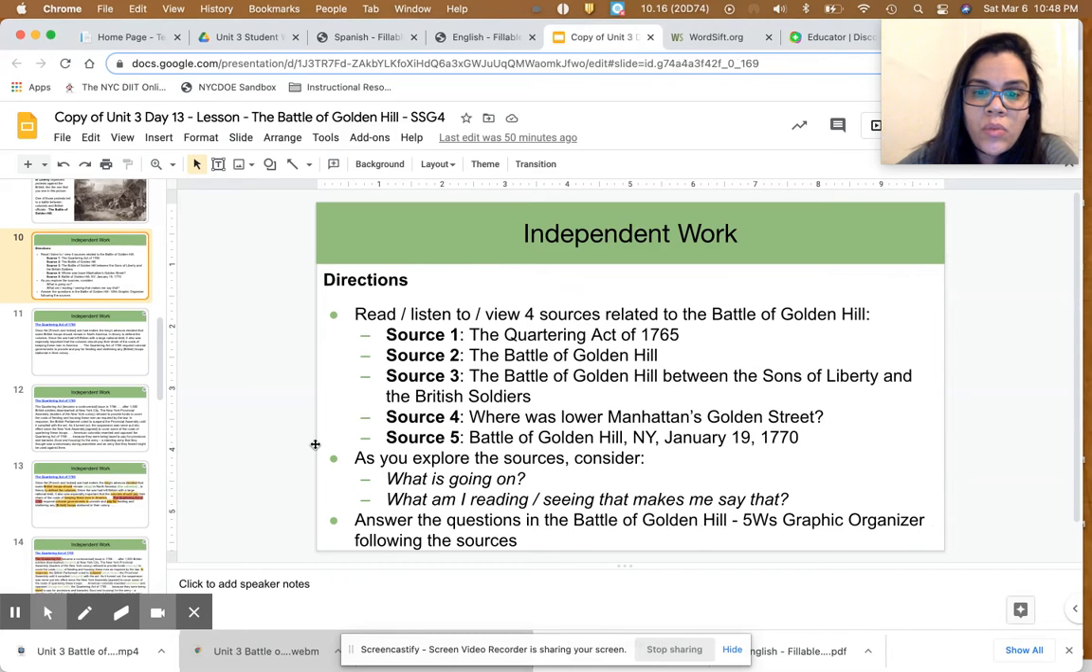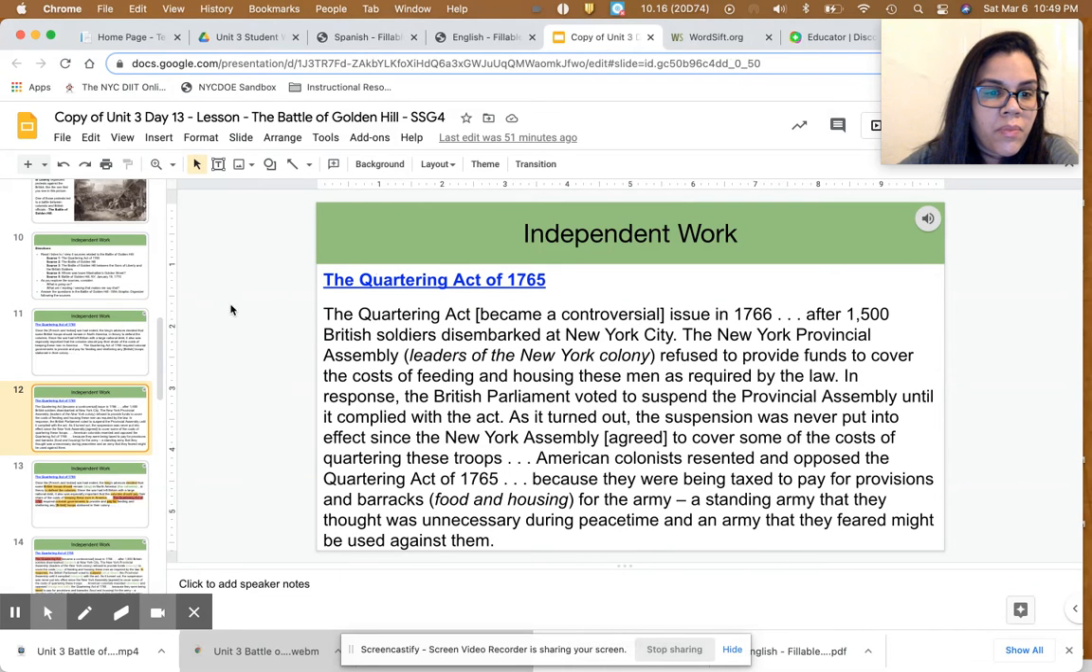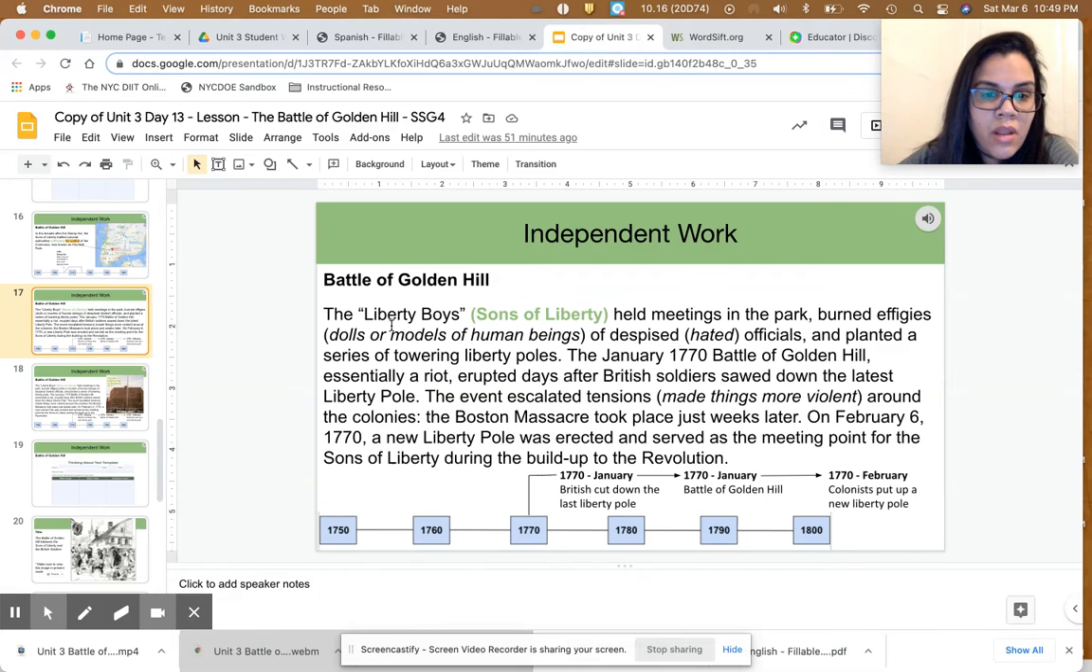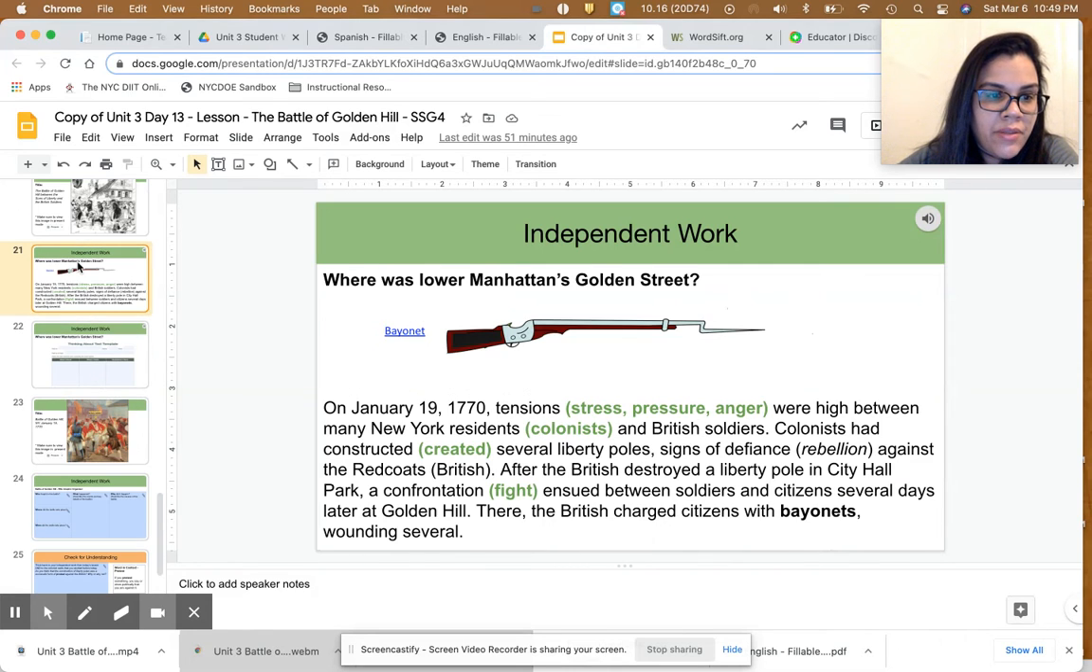Now, for the independent work, students can be placed in groups to think about all of the sources. Again, not the images, because we already discussed the images during the introduction portion of the lesson. But the Quartering Acts, the Battle of Golden Hill, and then where was Lower Manhattan's Golden Street?